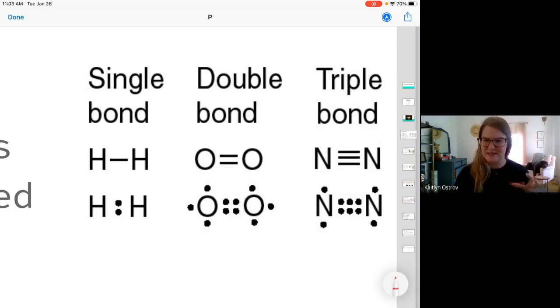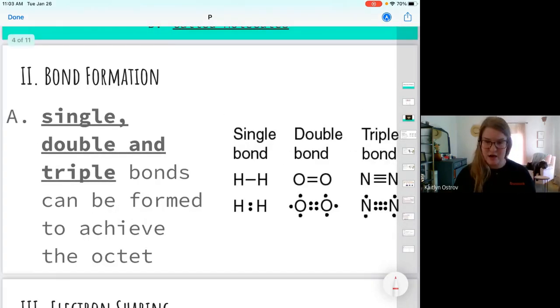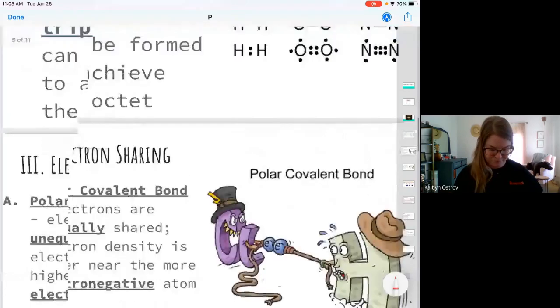And so you might have seen pictures of molecules before where they have double lines or triple lines, and that's just telling you it's a double or a triple bond. We're not going to get too much into that for this course, but I just want you to know that they do exist. Elements can share more than one electron with another atom. They can share multiple electrons.